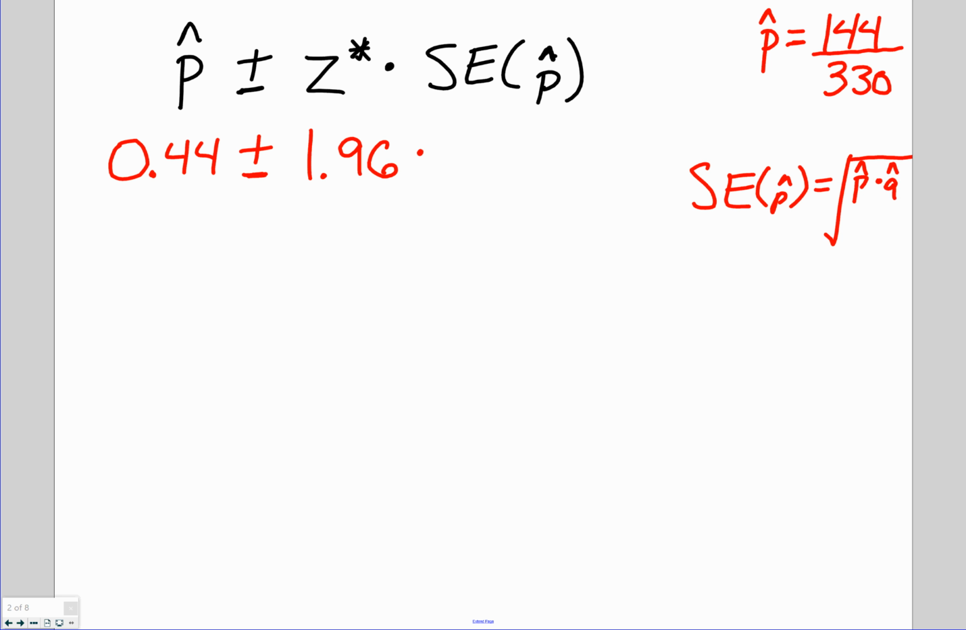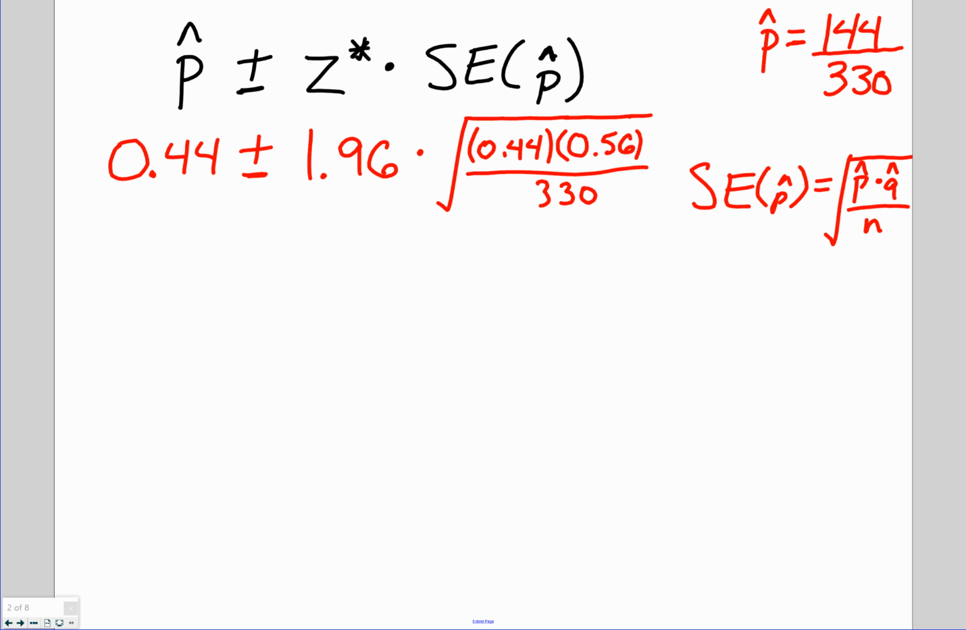Okay, so times the square root of 0.44 times, what's Q hat? What's 1 minus 0.44? Not 66, 56. Got to carry that 1. Over sample size? 330. All right, now it's time to go to the calculator.